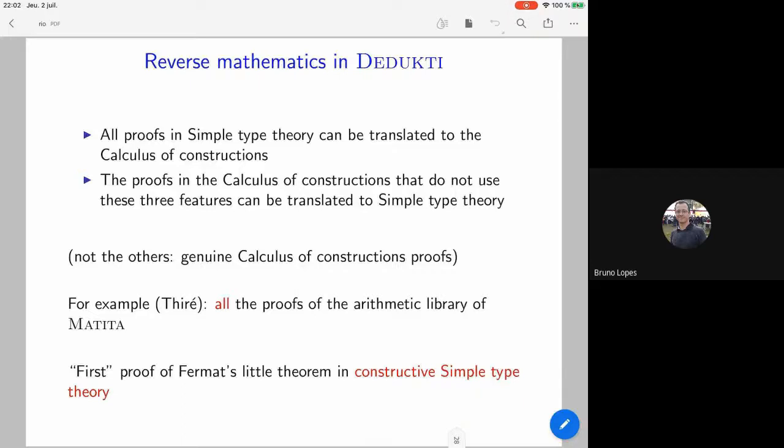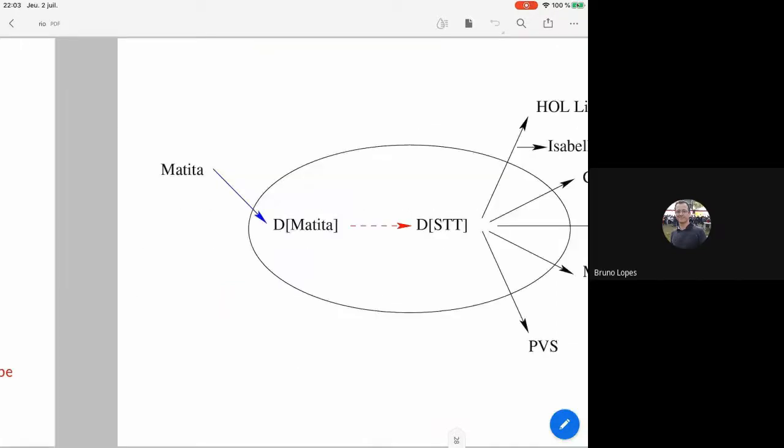We had a proof in Matita, as I told you, but we didn't know if it was expressible in simple type theory. It's not a question you can ask in Matita, because in Matita you have dependent types and so on, and you cannot ask not to use them. So we got the first formal proof of Fermat's theorem in a very weak theory, which is constructive simple type theory. This is the main result of François Thiré's dissertation.